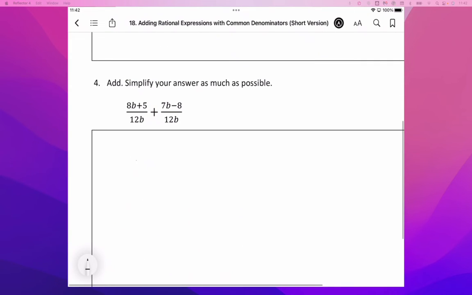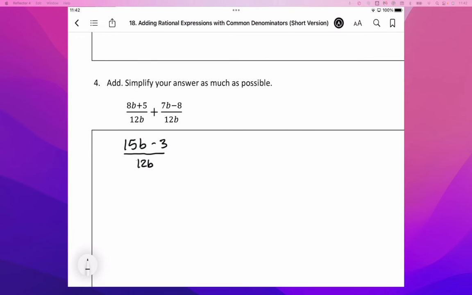And with number 4, we don't have any negative signs to be messing with, which is kind of nice. There is going to be a little trick thrown at us in number 4, though, and we'll see what happens when we get there. So I've got an 8b plus 7b is going to be a 15b. And then a 5 and a negative 8 is going to make a negative 3. And that's all over 12b.